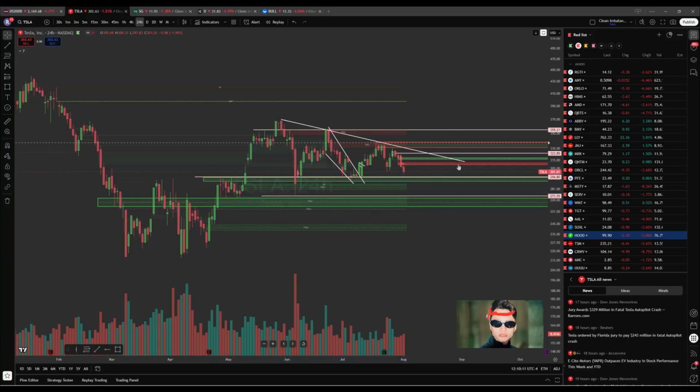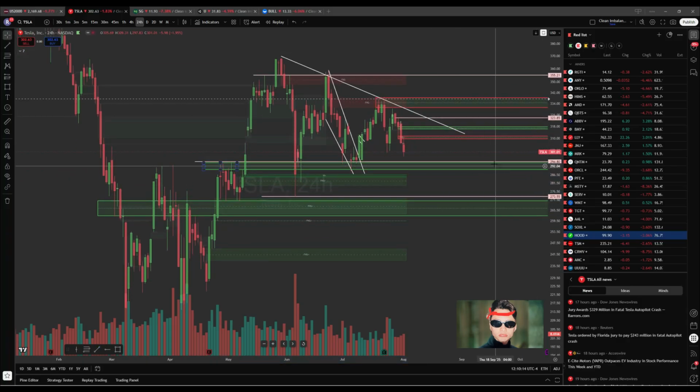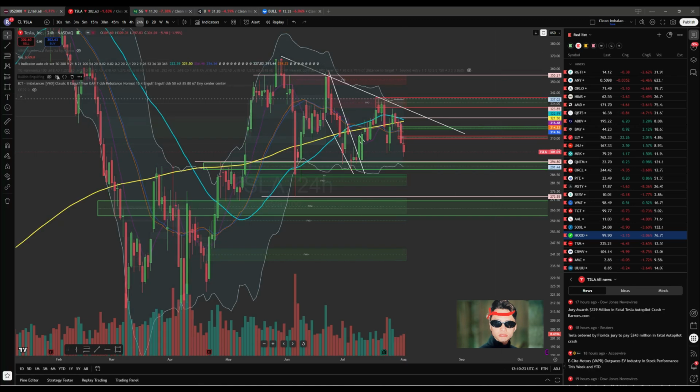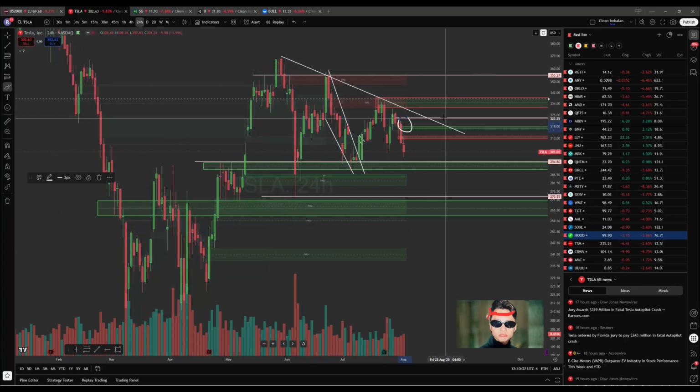Maybe a panic. But yeah, I wouldn't long Tesla until it gets to 295, 287. Also, death cross right here. Yeah, it's looking weak for Tesla. It's not looking good. So if it breaks down from 294, expect at least a test of this imbalance right here, 280 to 285 and 274.